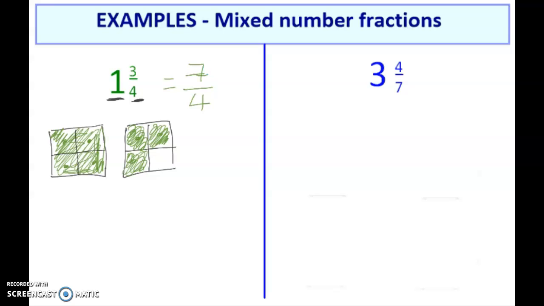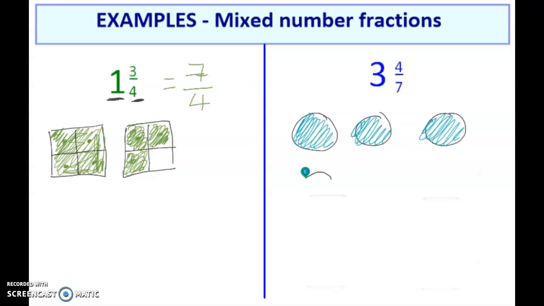One last example before I run out of time. 3 4/7. I'm going to go back to circles for this one. 1, 2, 3 whole ones. Let's colour those in. 1, 2, 3 whole ones. And then I want 4/7 of my last one. I'm not very good at splitting into sevenths. I don't know if you're any better. 1, 2, 3, 4, 5, 6. That's 7 sections. And I want to colour in 4 of them.